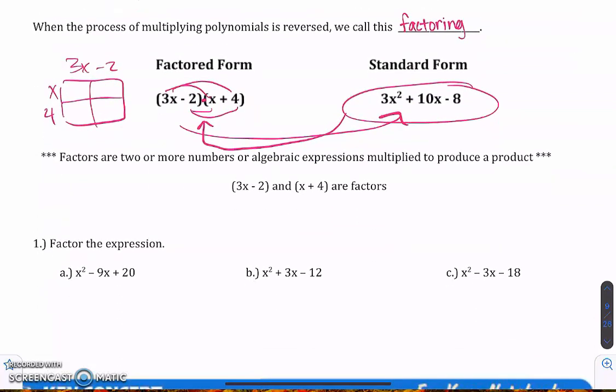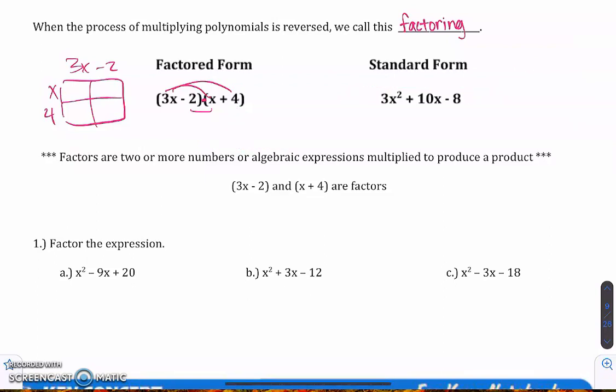But factors are two or more numbers or algebraic expressions that, when you multiply them together, give a product. So by themselves, 3x minus 2 and x plus 4 would be factors of this trinomial.